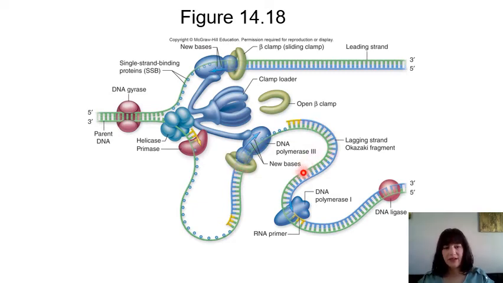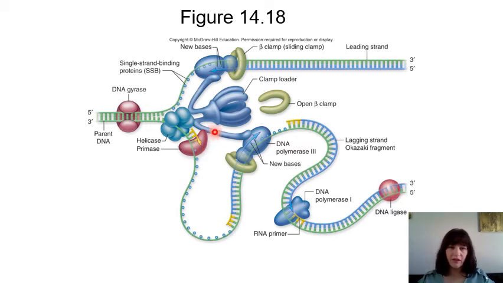And we said that these fragments need to be connected, and the RNA primers need to be removed. So you can see that DNA polymerase I is doing that. DNA polymerase III is the one that is synthesizing the new DNA. DNA polymerase I is the one that's removing the RNA and replacing it with DNA, and then the ligase is connecting those two fragments.